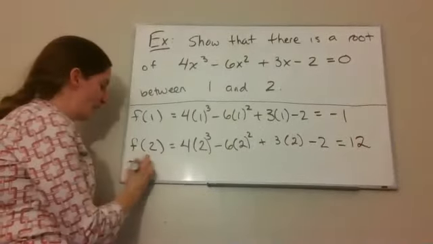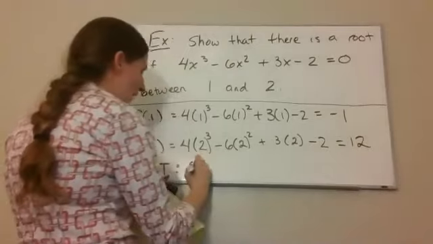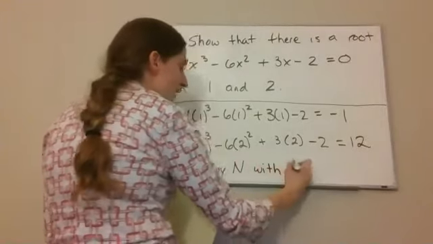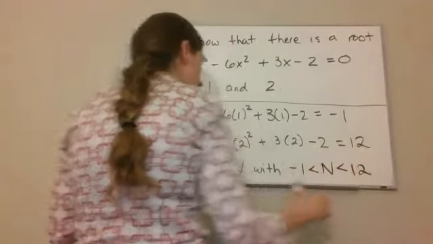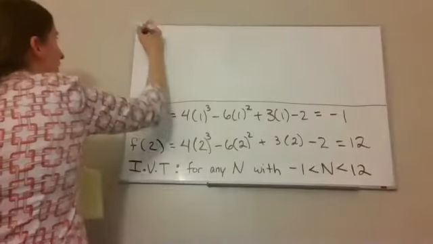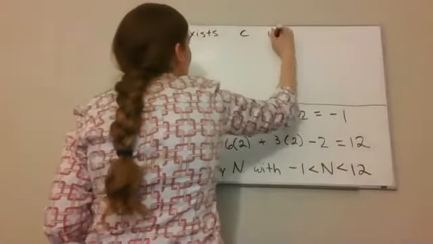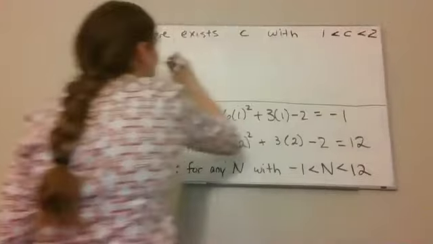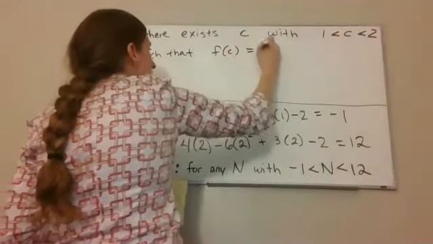So my intermediate value theorem tells us that for any n that is in between my f of 1 and my f of 2, there is going to exist some c where our c happens to be between 1 and 2, such that f of c equals n.